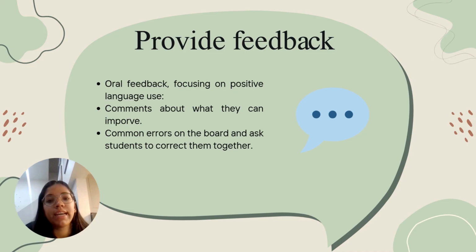So for the third stage, that is provide feedback, after each pair finishes the role play, I will give immediate and constructive feedback. I will focus on giving positive comments first and then offer one or two specific tips to improve. Later, I will write some common errors on the board and invite students to correct them together. This helps students to understand their mistakes and see them as a part of the learning process and not as something negative.